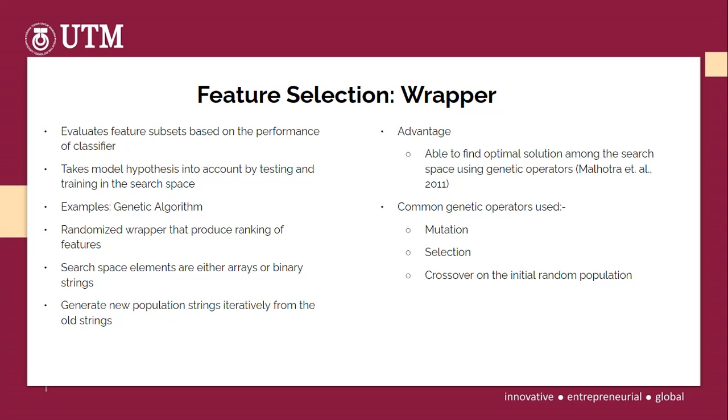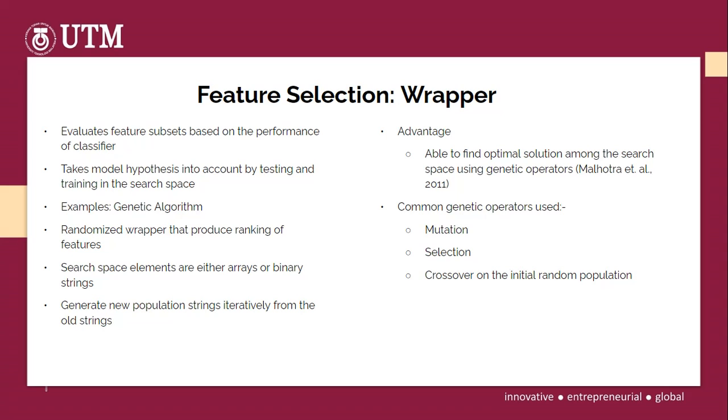Next is wrapper. Wrapper evaluates feature subsets based on the performance of classifier. It takes model hypotheses into account by testing and training in the search space. One of the wrapper examples is genetic algorithm. Genetic algorithm is a randomized wrapper that produces ranking of features. In genetic algorithm, the search space elements are either arrays or binary strings. Genetic algorithm works by generating new population strings iteratively from the old strings.